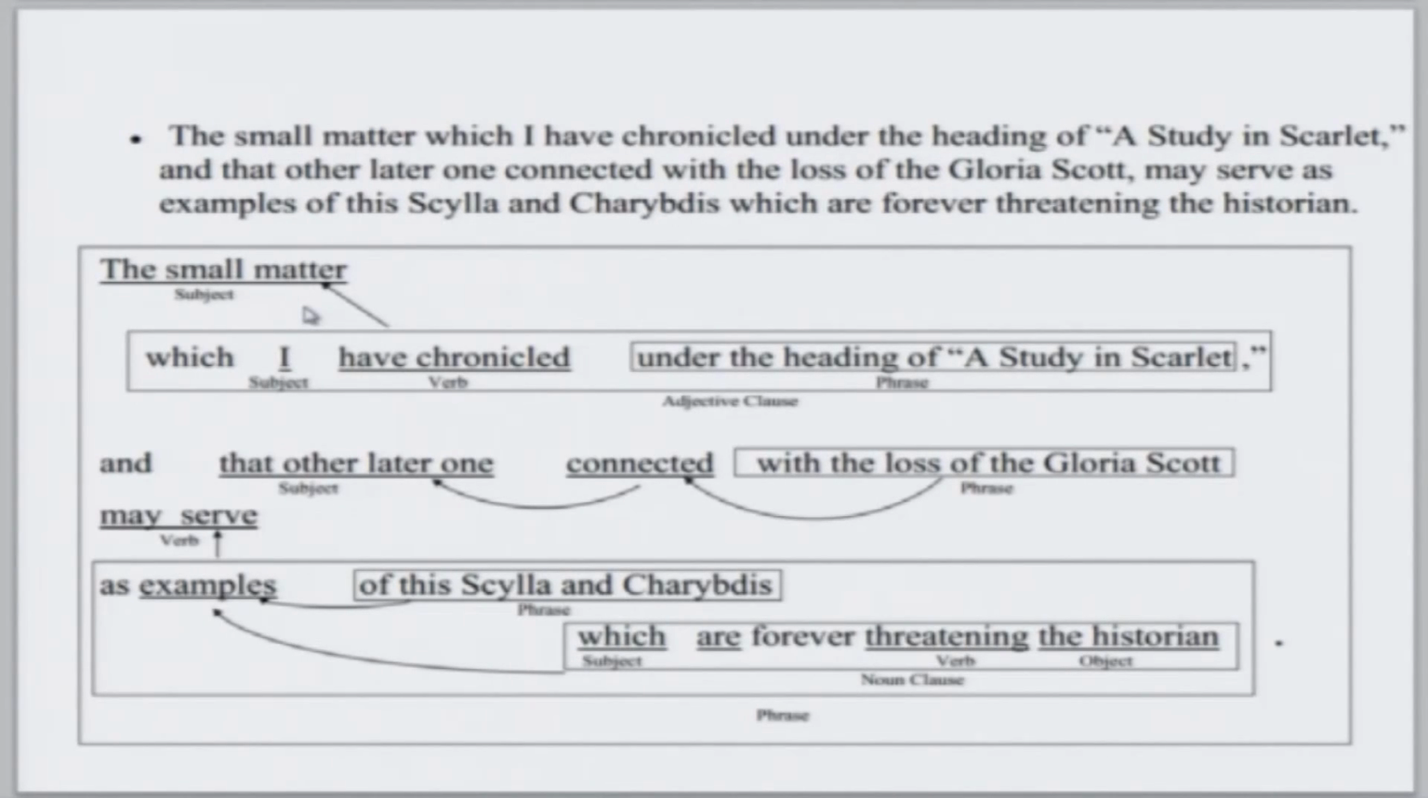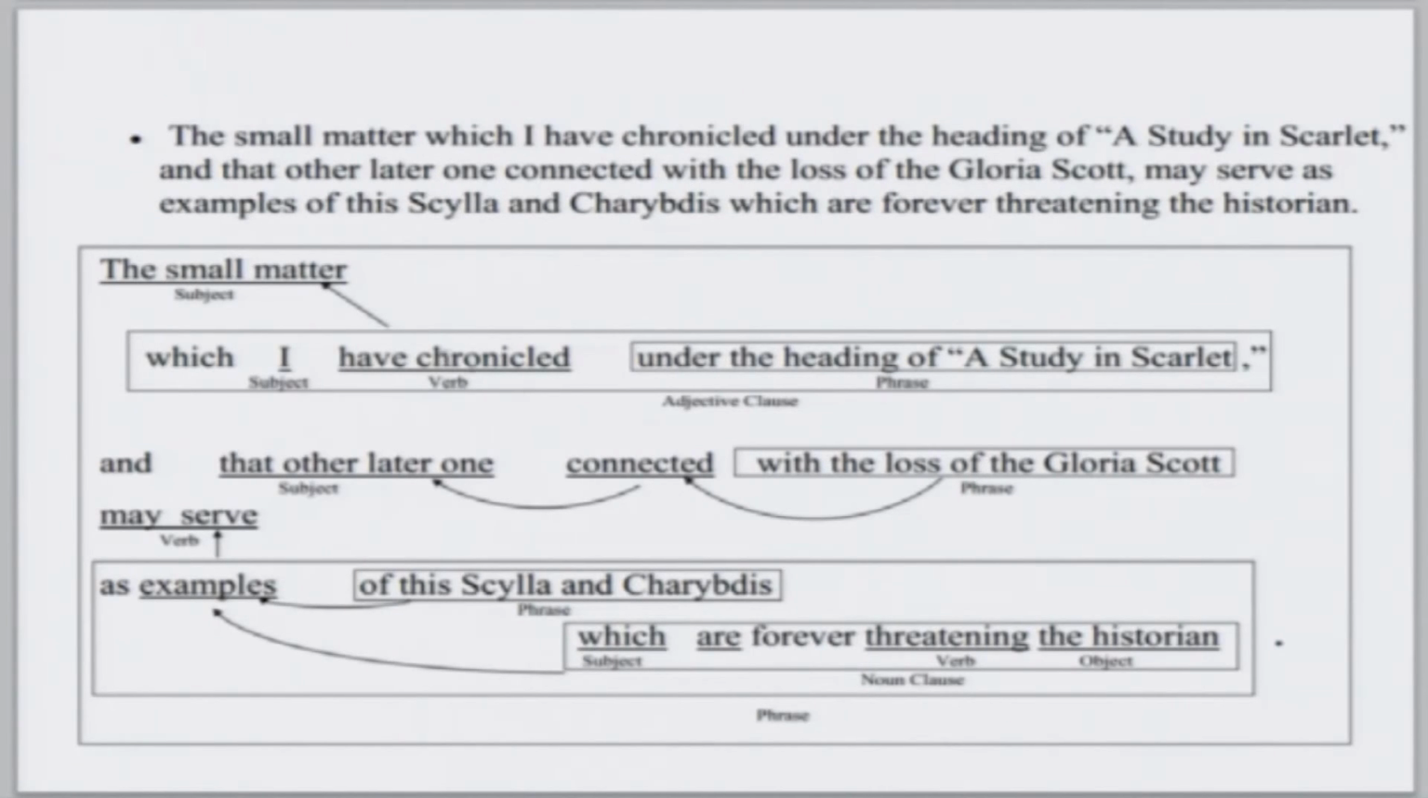Which small matter? Qualifier comes here. Which I have chronicled where? Under the heading of A Study in Scarlet. Okay. So, this adjective clause is qualifying the matter. Okay. The small matter. Which small matter? This one. Okay. And that other later one. Which one? Connected. Connected how? With what? With the loss of the Gloria Scott. Gloria Scott was a ship.